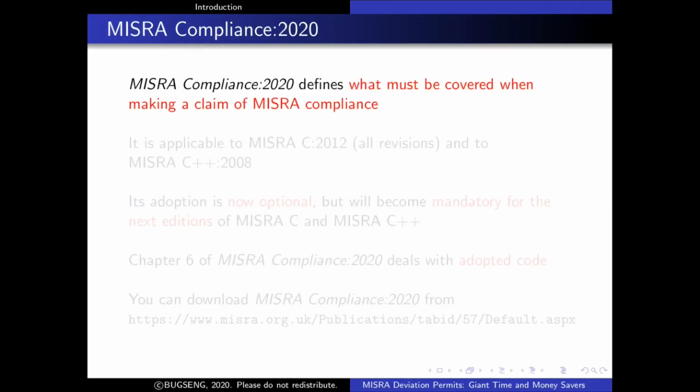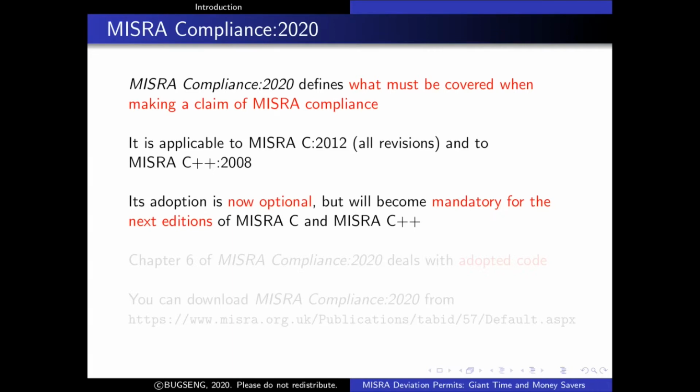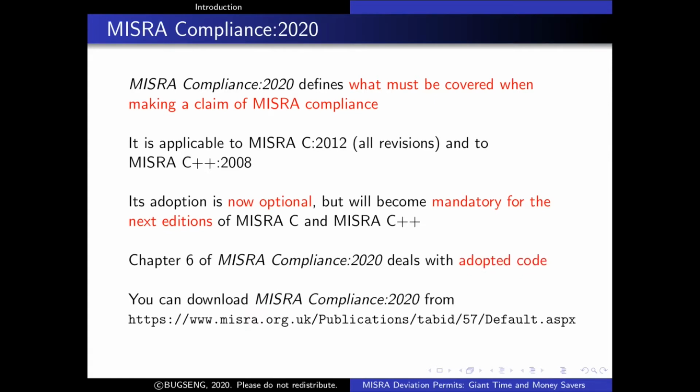Okay, so the reference document for what I'm saying today is called MISRA Compliance 2020. It's an official MISRA document that defines what must be covered when making a proper claim of MISRA compliance. This document is applicable to all revisions of MISRA C 2012 and to MISRA C++ 2008. For the time being, the adoption of MISRA Compliance 2020 is optional, but it will become mandatory for the next editions of both MISRA C and MISRA C++. And there are concrete advantages in adopting it now. In particular, Chapter 6 of MISRA Compliance 2020 deals with adopted code. You can download the document from the link I'm giving here. Don't worry, in the post-webinar mailing, you will receive the link, so it's not necessary for you to write it down yourself.